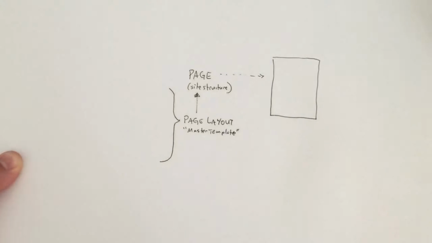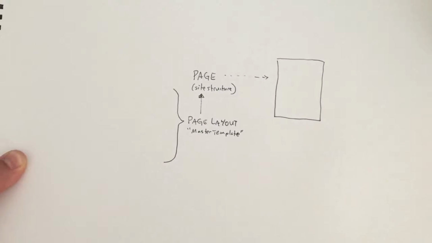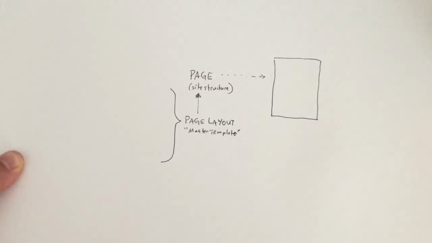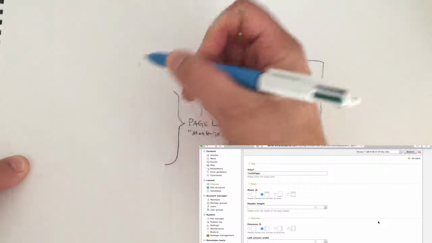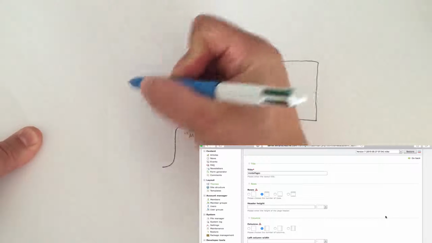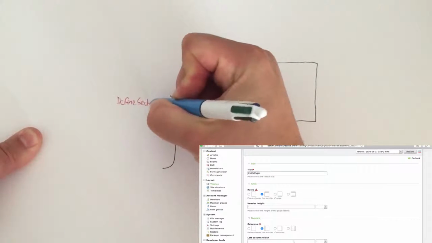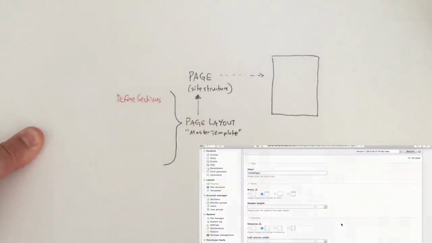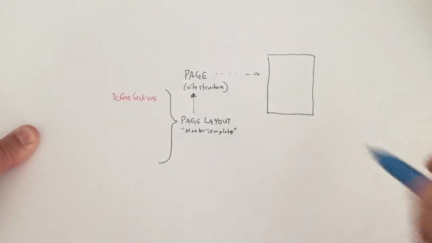So the first thing it's going to do is let you define the different sections of the page. It comes with a default template. You can change it out or add your own sections, but by default, it lets you define the different columns and rows. So I'll just write define sections. And that is going to look something like this.